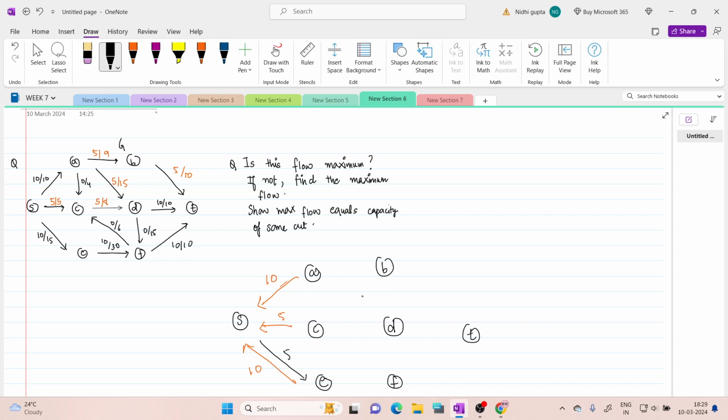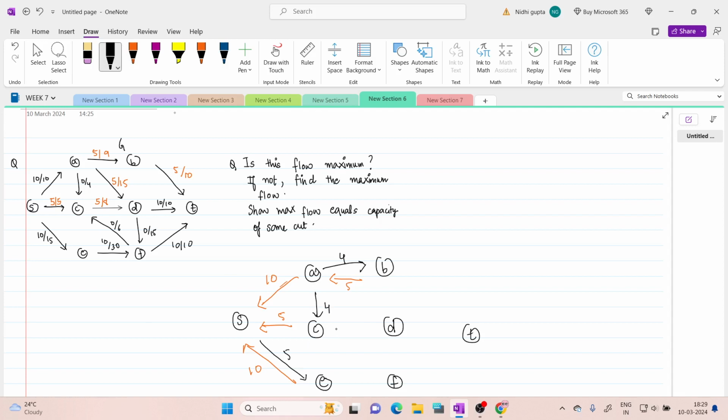Now what about AB? What all edges will be there in AB? Forward 4, backward 5. What about AC? Forward 4. And flow value is 0, so there won't be any backward.